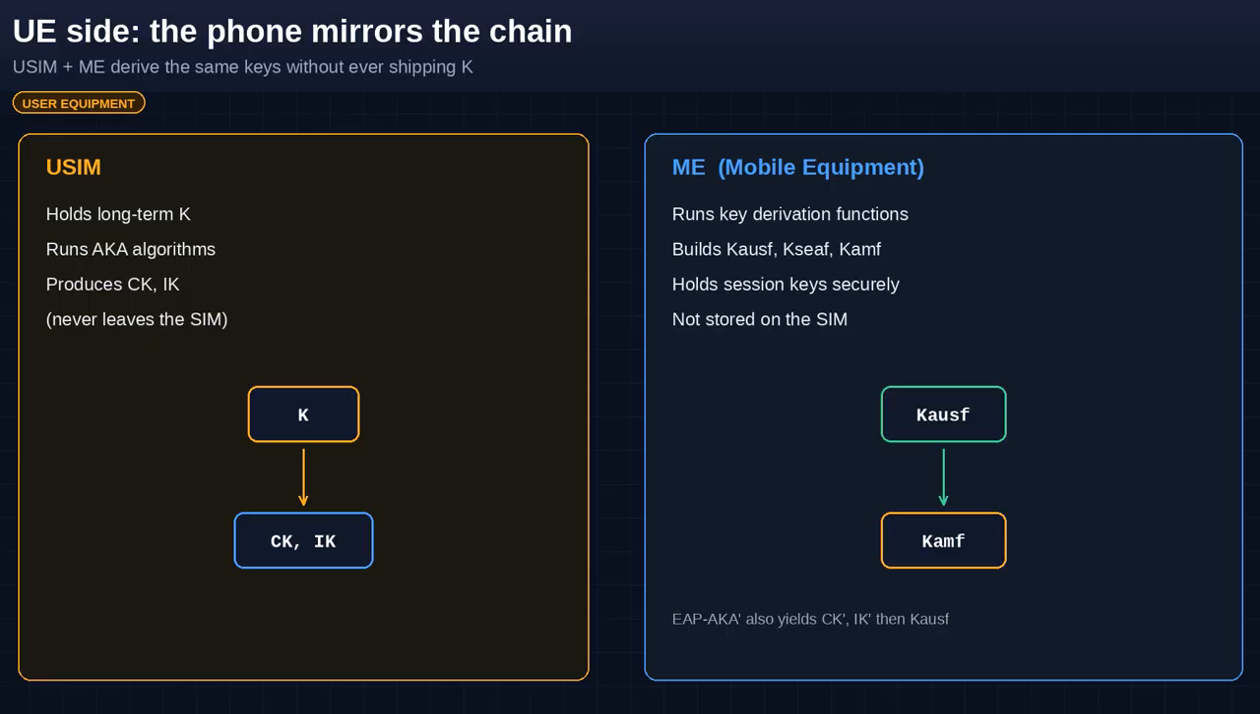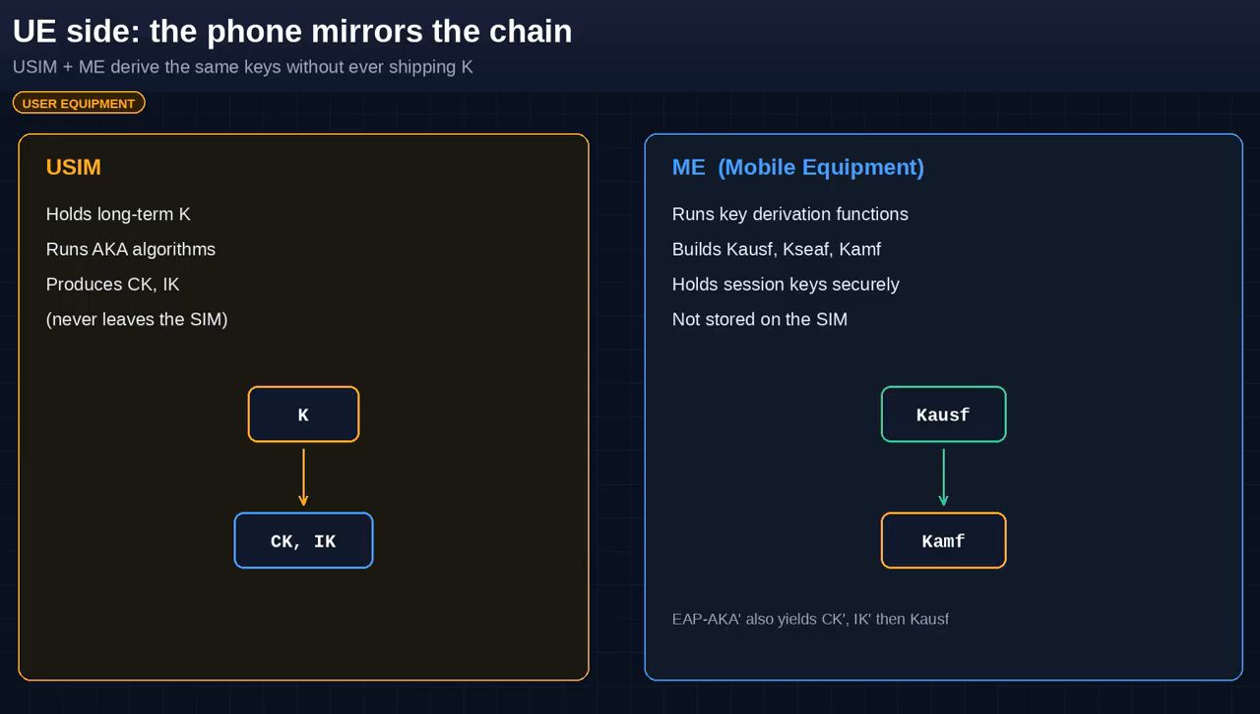There is a parallel path on the diagram for non-3GPP access, EAP-AKA prime. That path produces CK prime and IK prime. Then a KAUSF that plays the same anchoring role when you join the 5G core through a Wi-Fi door instead of a cell tower. The symmetry is the point.